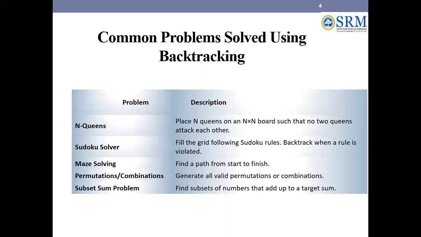Permutations and combinations: we generate all valid permutations and combinations for the given set. And the subset sum problem: a set of numbers is given. We have to find the subset from the given set such that the sum of the elements of the subset is equal to the given target sum.